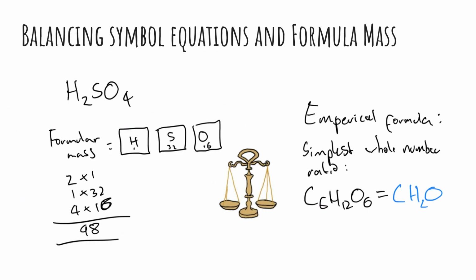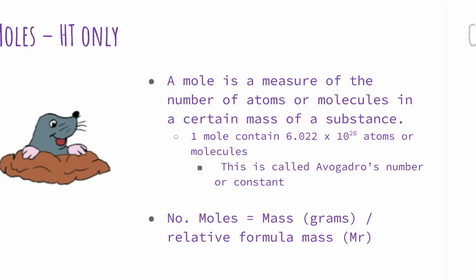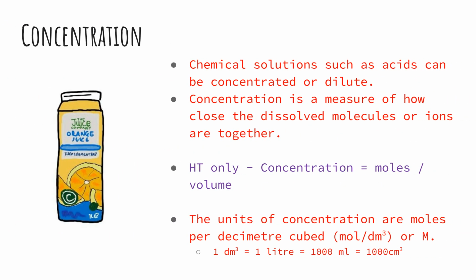This slide provides information on balancing symbol equations and calculating formula mass, key concepts for stoichiometry. For higher tier, a mole is a measure of the number of atoms or molecules in a mass of a substance. The number of moles equals mass in grams divided by the relative formula mass. Concentration measures how closely dissolved molecules or ions are packed. For higher tier, concentration equals moles divided by volume, with units of moles per decimeter cubed.